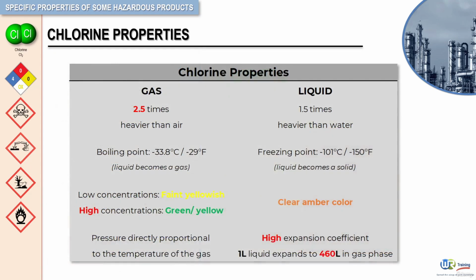Now, recall, chlorine exists as a gas or a liquid. This chart compares the properties of chlorine gas and liquid. Again, it is important to remember that gaseous chlorine is heavier than air, so it will settle into low areas, such as basements, creek beds, and ravines.